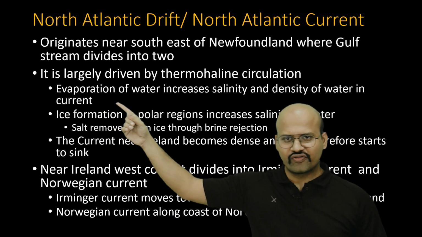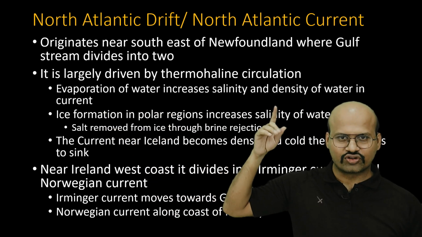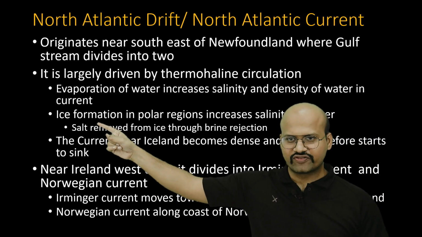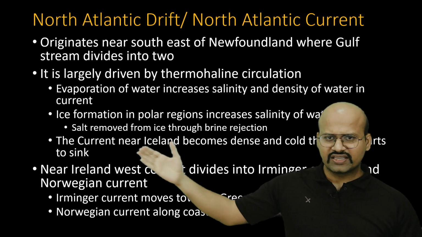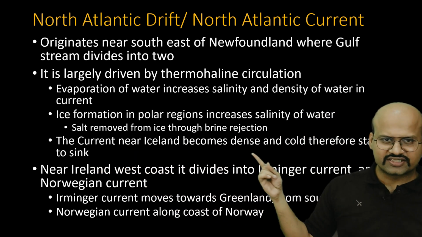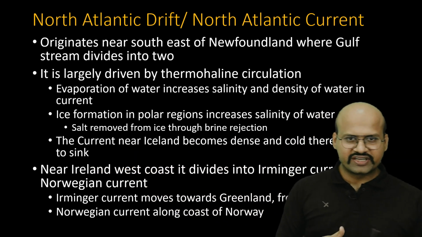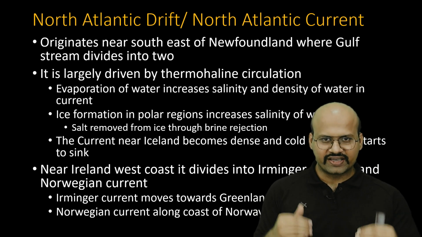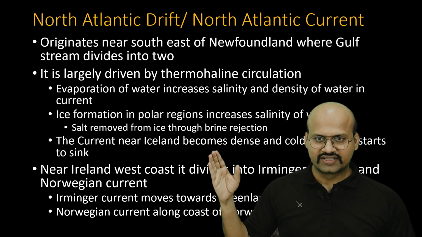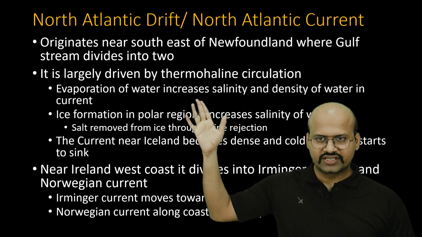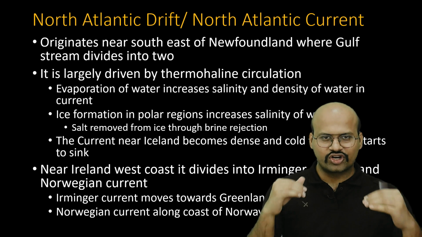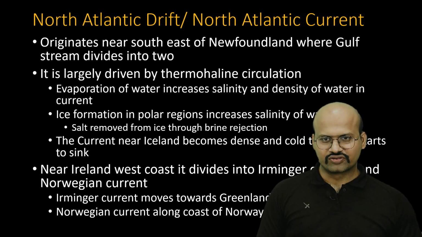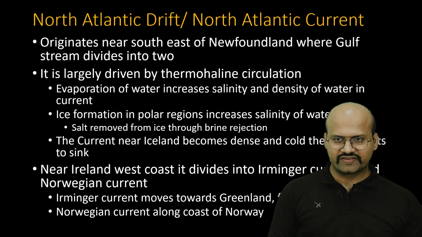So this also helps in water descending in the deeper parts of our ocean. Evaporation of water increases salinity and density, so the water descends. Again, ice formation increases the salinity by the process of brine rejection, and the current near Iceland becomes dense and cold because of the temperature. Therefore, they again descend. So all these three factors, brine rejection, evaporation, and ambient cold temperature, help the water to sink in the deeper parts of ocean, thus creating a scarcity on the surface.